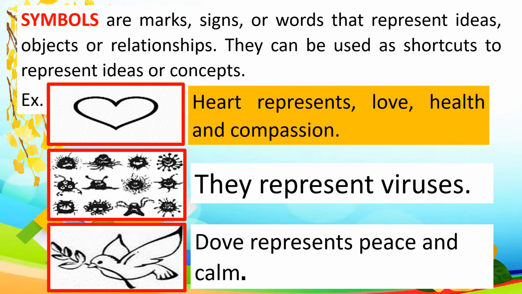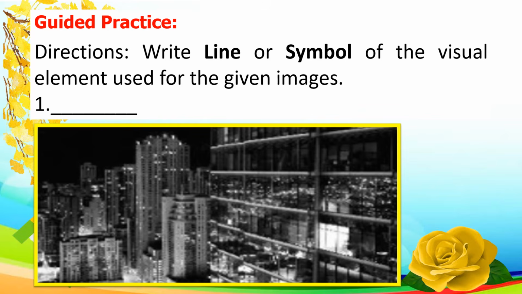We have the heart, represents love, health, and compassion. Oh, right? As you can see, they represent viruses. Next, we have the dove, which represents peace and calmness. Okay, so I think you're ready now. Let's have the guided practice.